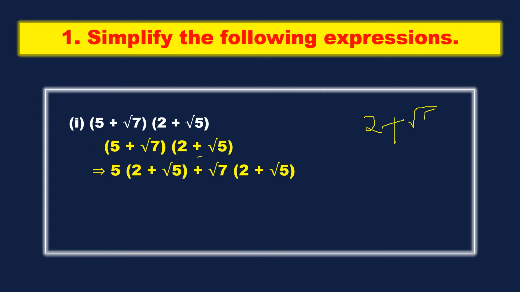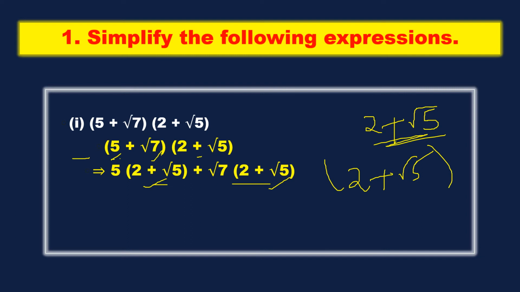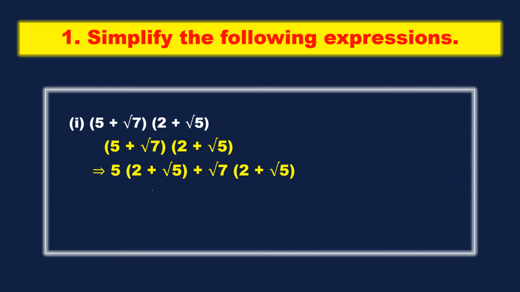Now how many times should I write this one? See the other one, which is not the selected one. We should see the other one, 5 plus root 7. There are two terms, which means you should write this 2 plus root 5 two times. If there are two terms, you should write 2 times. If there are 3 terms, you should write 3 times, which means 2 plus root 5, 2 plus root 5, and here also you should write 2 plus root 5 if there are 3 terms, a trinomial. Okay, finished. I've written it 2 times.